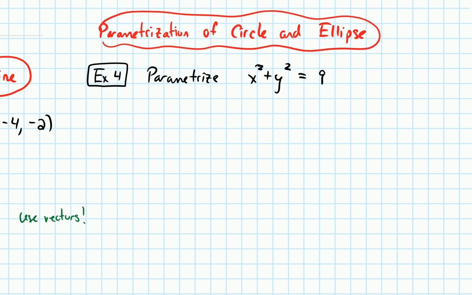In this video, we will talk about how to parametrize a circle and an ellipse. So I'm going to get into an example right away. Let's parametrize this circle, x squared plus y squared equals 9.